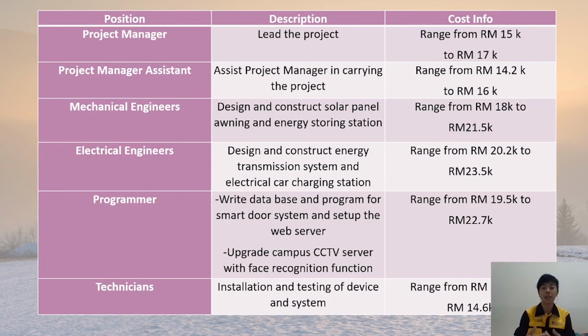The next one is the manpower consideration. We have a few positions such as project manager, assistant, mechanical engineer, electrical engineers, programmer and technician. The project manager will lead the project. The cost involved for the project manager ranges from 15,000 ringgit to 70,000 ringgit. The mechanical engineers will need to design and construct the solar panel, awning and energy storing station. The cost involved for the mechanical engineer ranges from 18,000 ringgit to 21,500 ringgit.